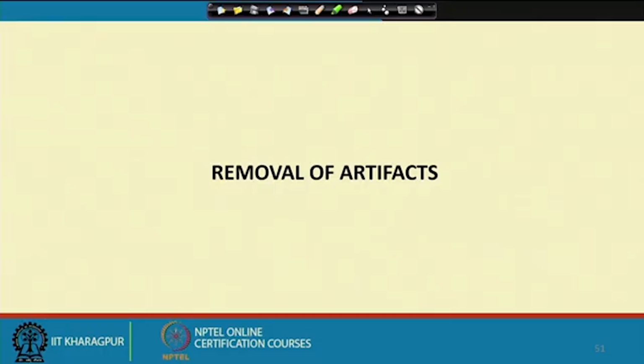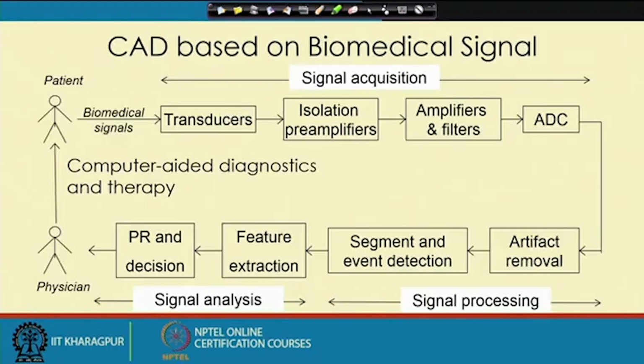Now, we will learn about the removal of artifacts. To do that, first let us have an overview of the system. Here we have a patient or a subject, we can say, who is the source of the biomedical signal, and we are using some transducers to collect that signal.